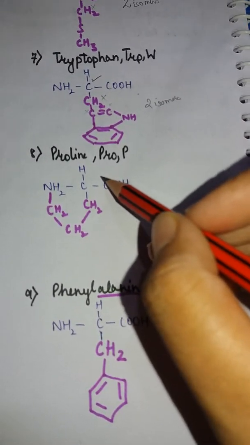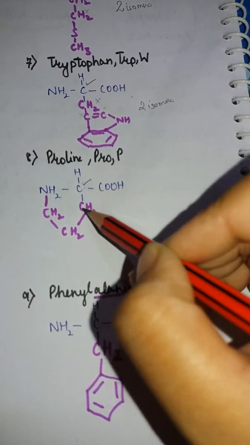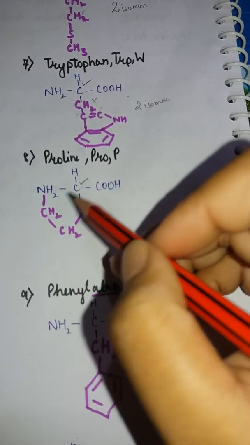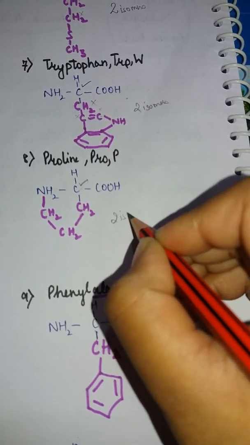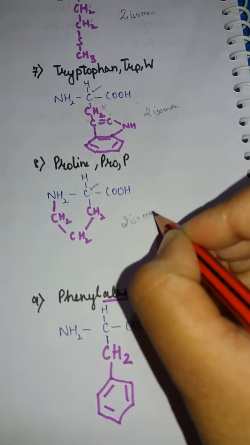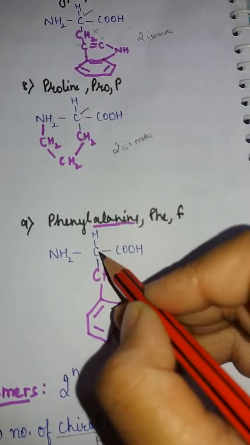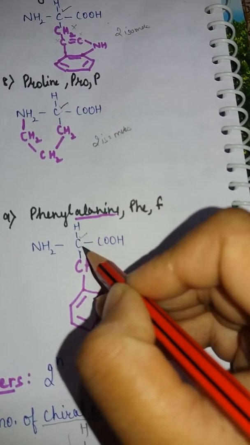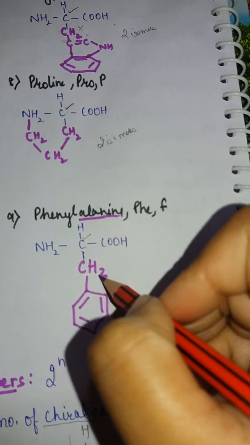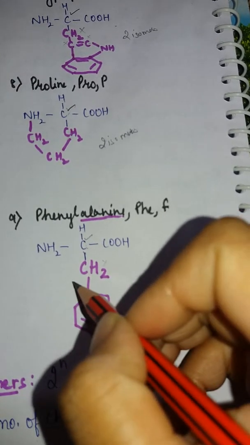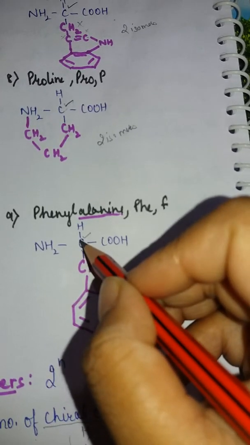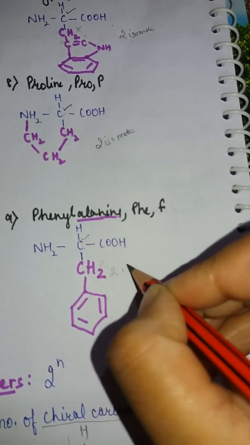And similarly in the case of proline, it is a chiral carbon. It is also not, it is also not, and it is also not. So only 2 isomers are possible here. Then in the case of phenylalanine also, there is a single chiral carbon. This is the chiral carbon. This can't be a chiral carbon, and this benzene can also not be a chiral carbon. So it will also have 2 isomers.